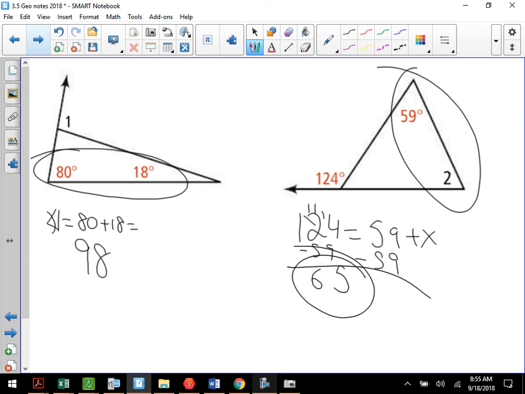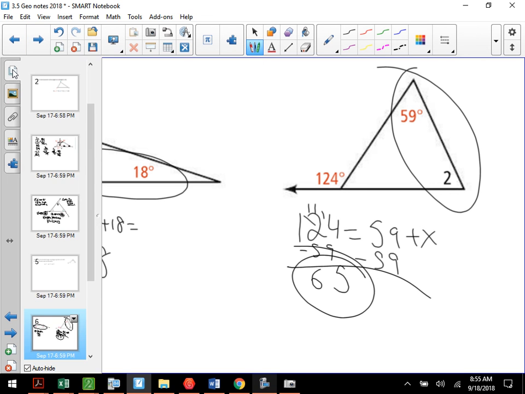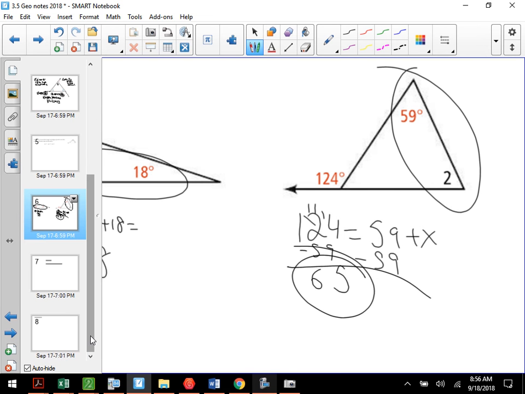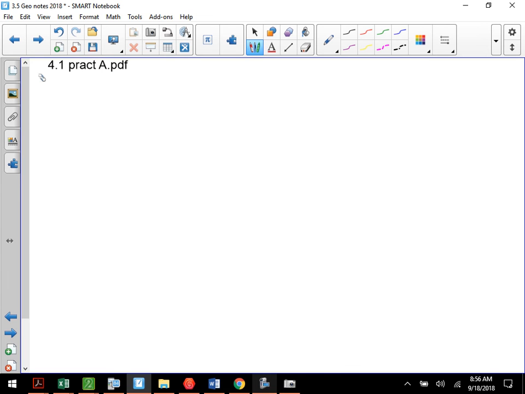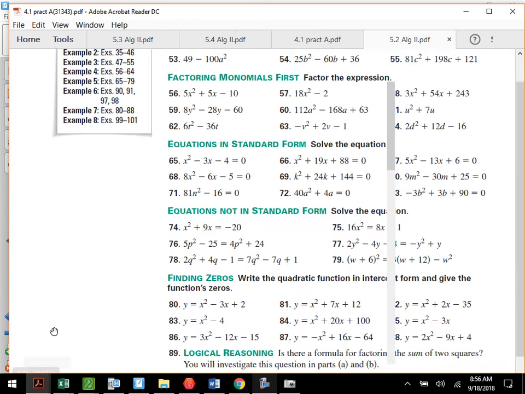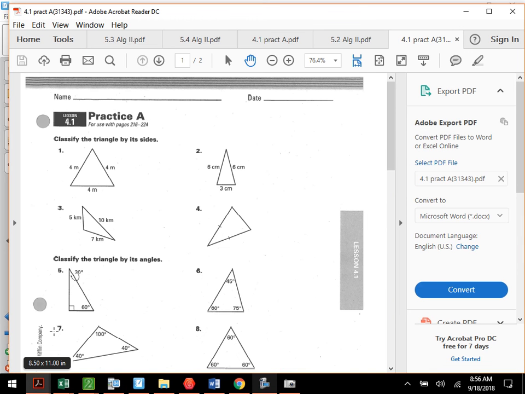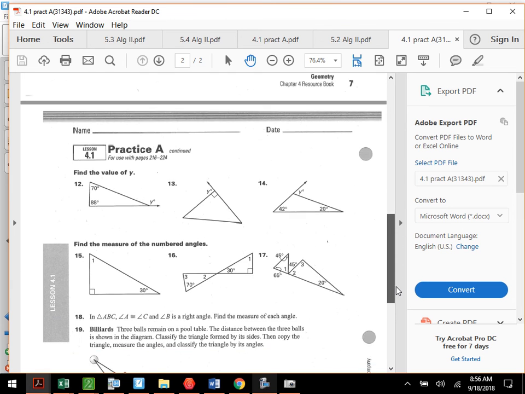If you're comfortable doing it that way, that's fine. I always write it out, especially the first few times, to make sure everybody sees where I'm coming from before we start making shortcuts. I got a couple more.